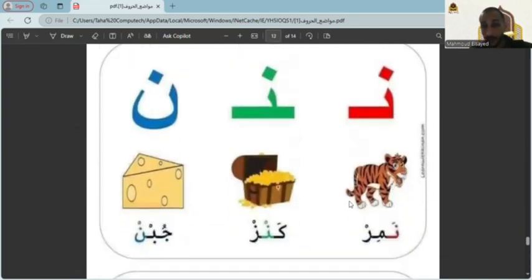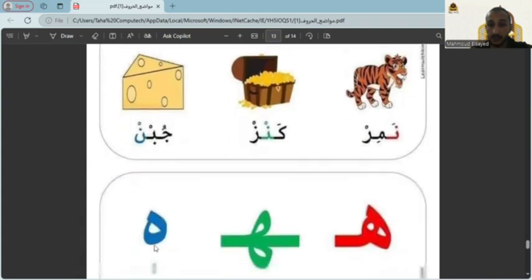Okay, moving on, we're going to see the noon, and the noon is one of the letters which can come in three positions. It's going to be written that way, like here, nimr. Here it's a beginning position, like fire. Here it came at the beginning of the word, and here it came in the middle of the word. Look at how it's written. And then we have jubn here, a final position. That's how you can write them.